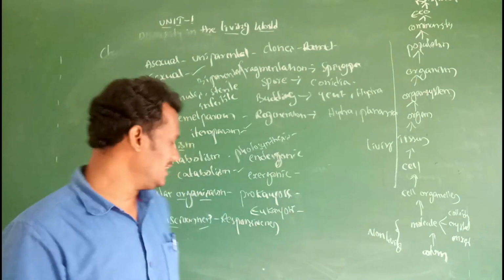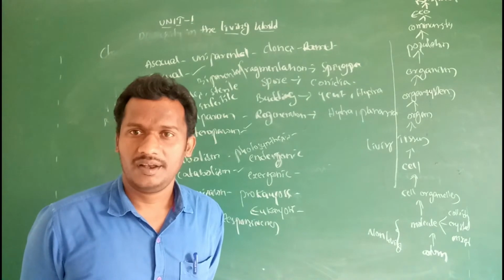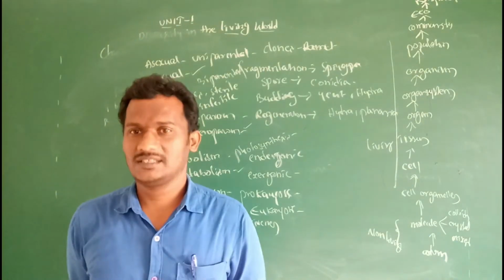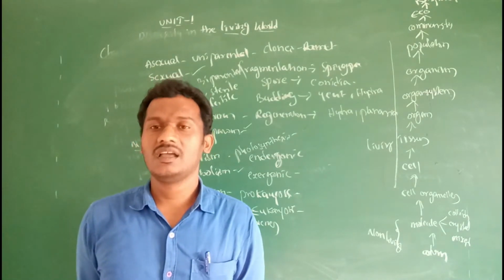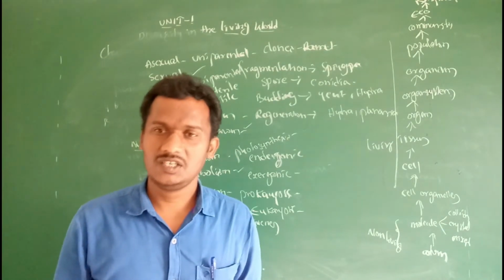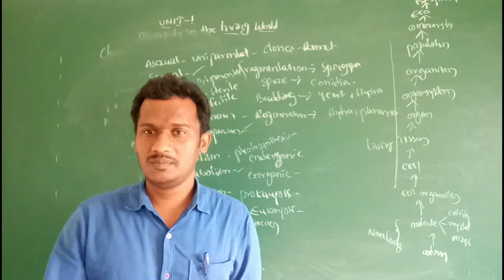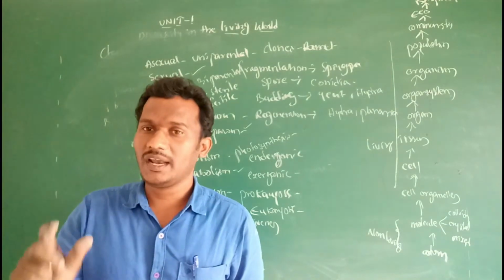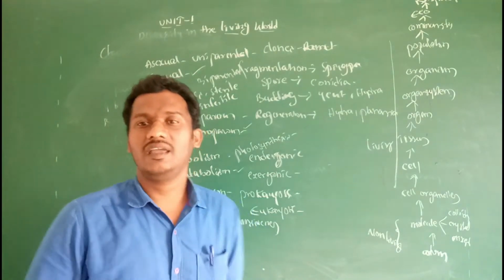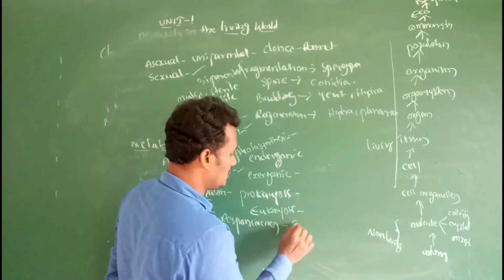This ability is known as consciousness or responsiveness. That means organisms respond to external stimulus, environmental stimulus. This environmental stimulus is a physical stimulus, chemical stimulus, or biochemical stimulus. An organism's response to this external stimuli is known as consciousness, responsiveness, or irritability.